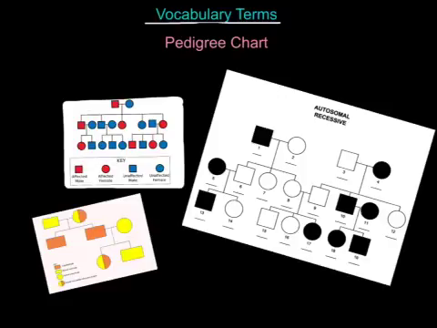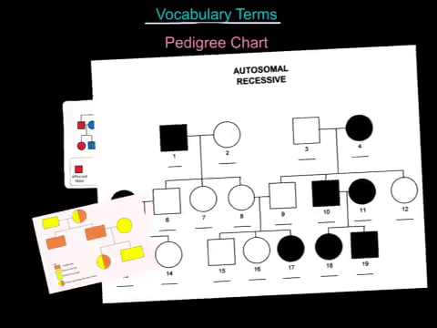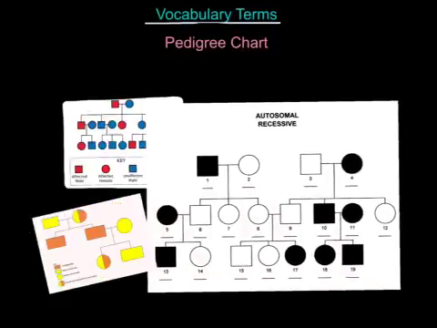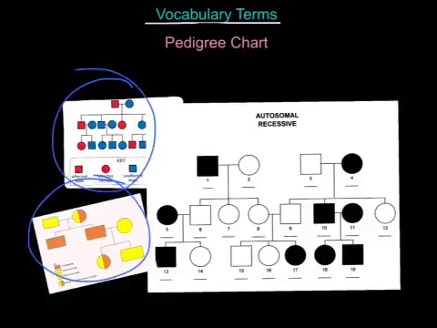Now, of course, each pedigree chart does not contain the exact same information. For example, this pedigree chart contains more generations than this one and this one.